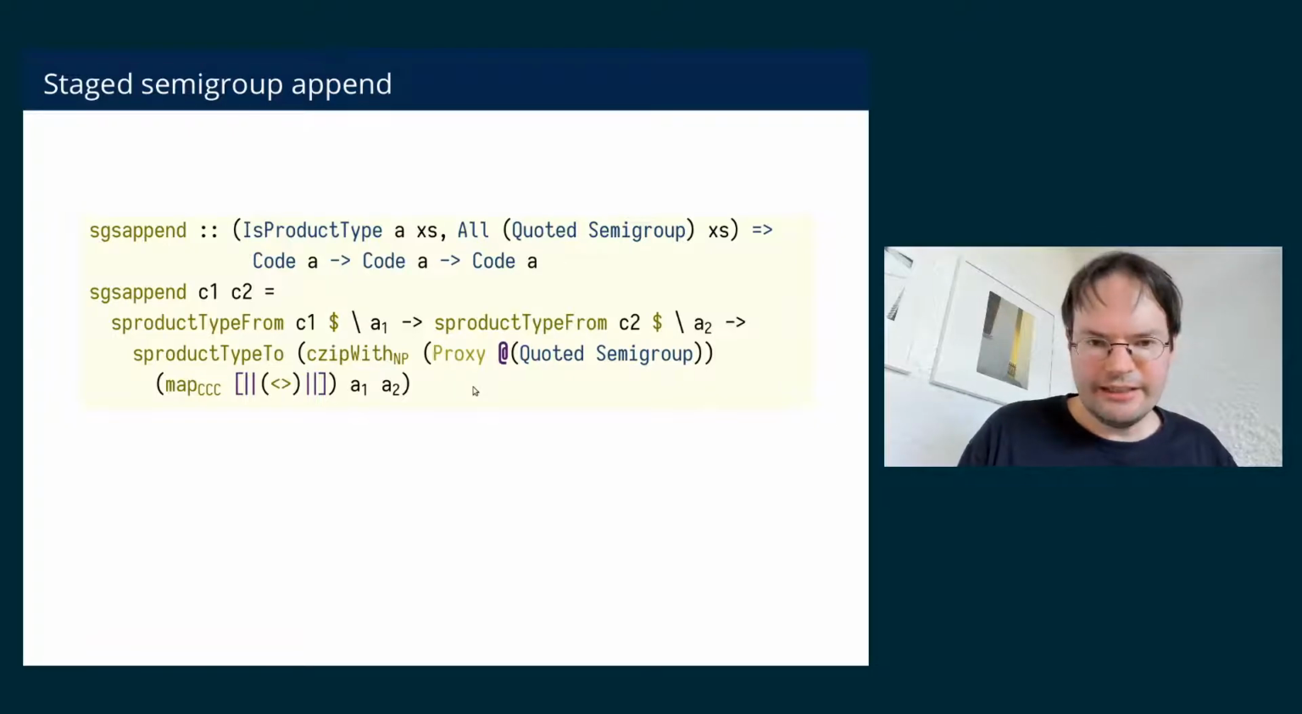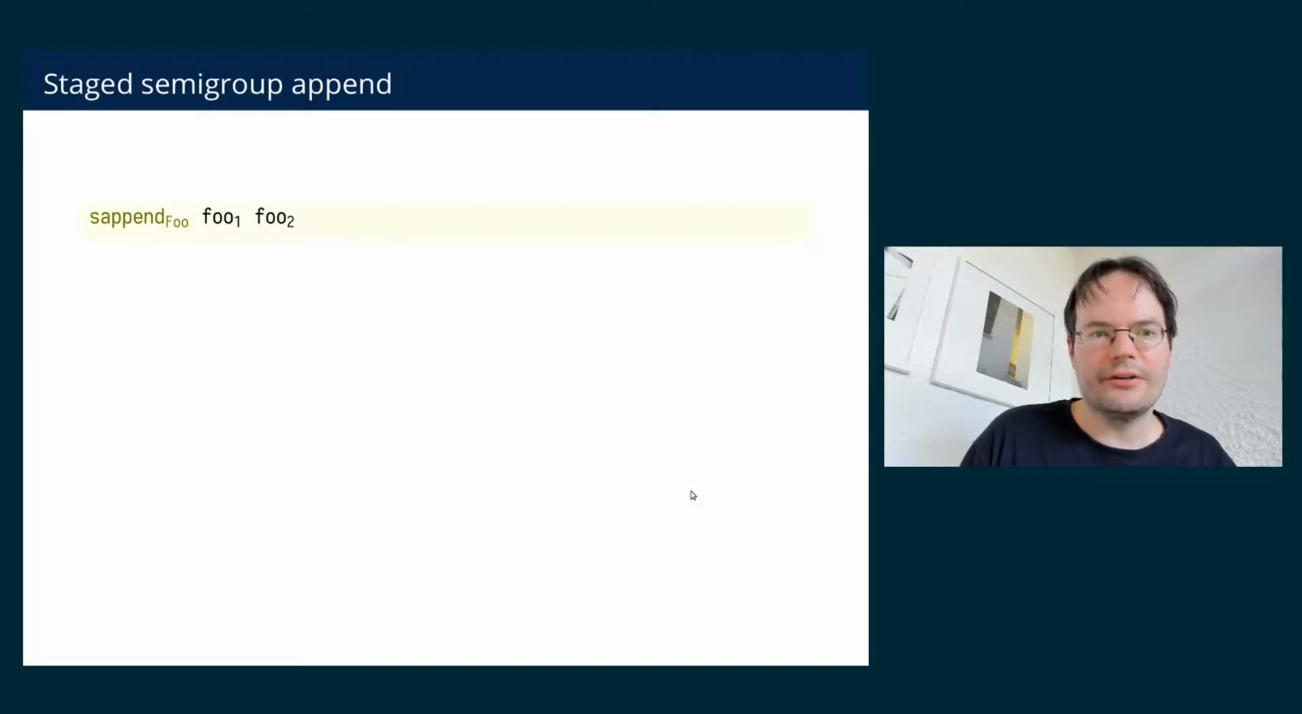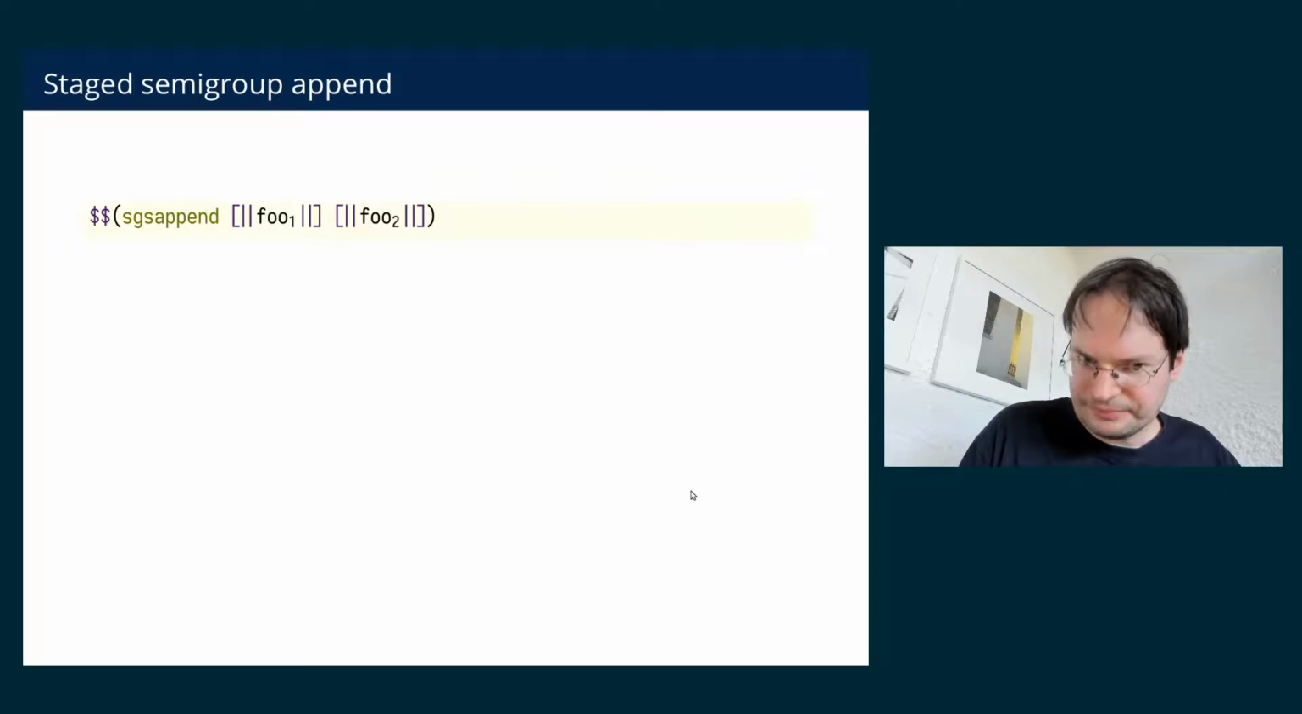Now, let's look again at what happens. So if we want to instantiate this staged semigroup append function to foo, we would splice the staged version on concrete arguments that are quoted. And now the interesting thing is that this is a top-level splice, and this can be evaluated at compile time without knowing the concrete values foo1 and foo2. And let's see as an example how that works. So if we apply sappend foo to foo1 and foo2 in this style, then it corresponds to this top-level splice. And now this is something that can be executed at compile time.